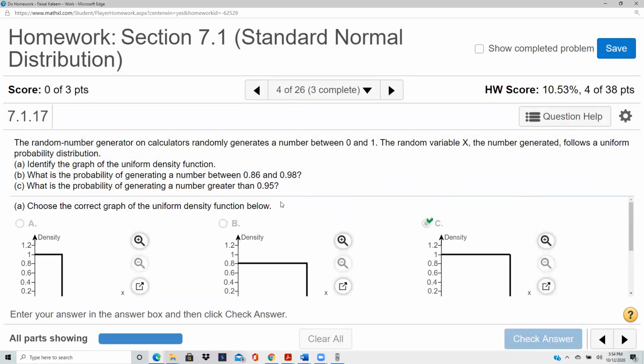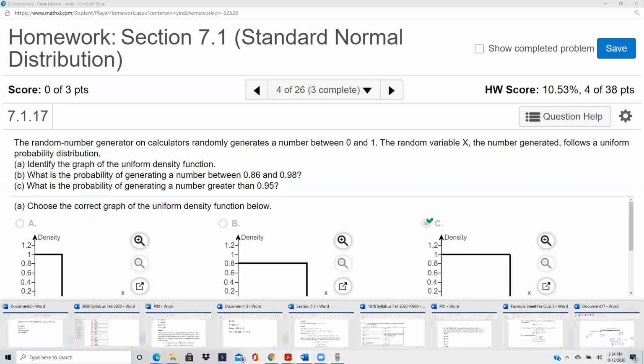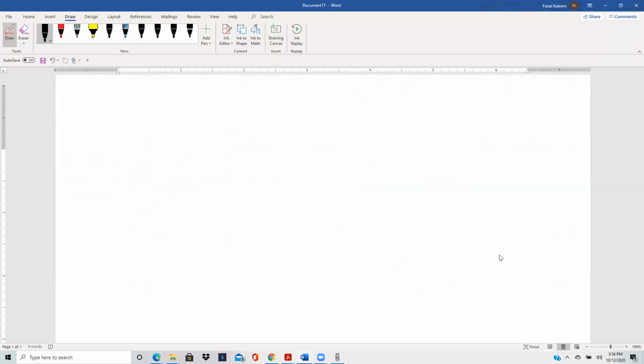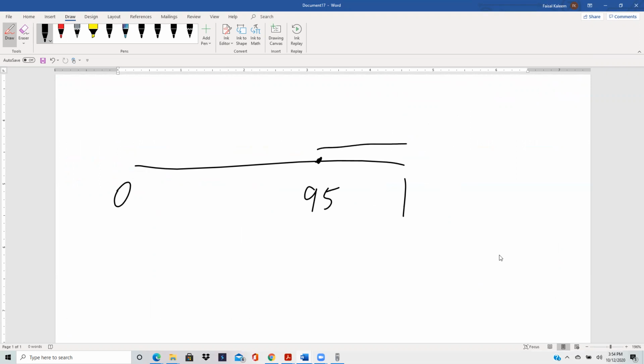And then you want a number greater than 0.95. So again, you can do this on the number line as well. So our interval is 0 to 1. And 0.95, let's say, is here. We are looking at greater than 0.95. So that'd be somewhere this region. So that region is 1 minus 0.95 and the total is 1 minus 0, the full line, and so that's 0.05.